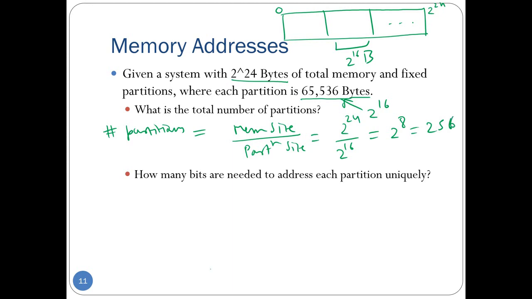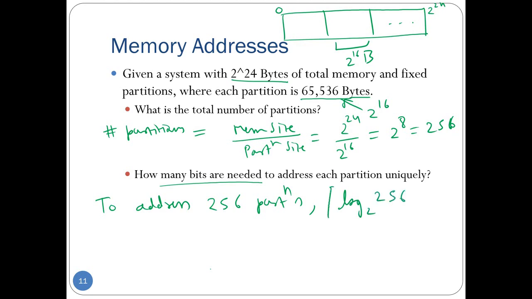Now the second question here is asking us how many bits are needed to address each partition uniquely. So recall that to address m different memory words or memory bytes, you need log to base 2 of m, ceiling of that number of bits, right? So here you want to address 256 partitions. So to address 256 partitions, you need log to base 2 of 256, ceiling of this number of bits. Okay, so log to base 2 of 256 is basically simply 8 bits.